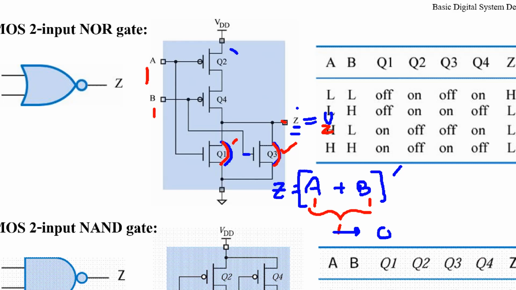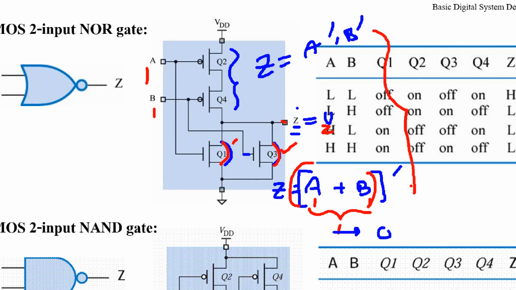So if you consider the upper part of the circuit, your result is Z equal to A prime and B prime. But if you consider the lower part of the circuit, you get A or B and invert the output. Okay, the same result, namely A plus B prime equal to A prime and B prime, by De Morgan. Or you can write two tables to compare.